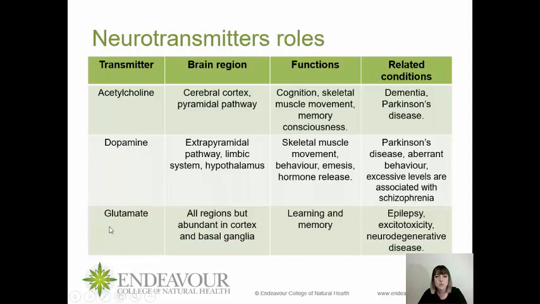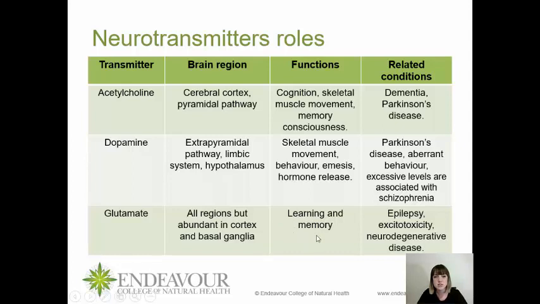Glutamate is one of the most common neurotransmitters around the brain. It's the most common excitatory neurotransmitter, and you find it abundantly through all regions of the brain, but most especially so in the cortex and the basal ganglia, those deeper areas of grey matter within the cerebrum. So many different aspects of cognition they're going to be involved in then. And we often have particular interest in the role of glutamate in learning and memory.